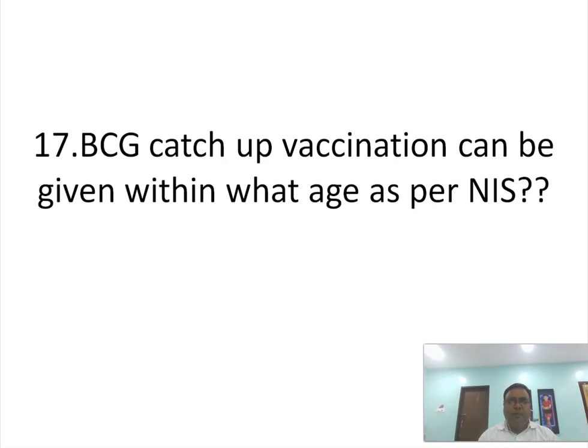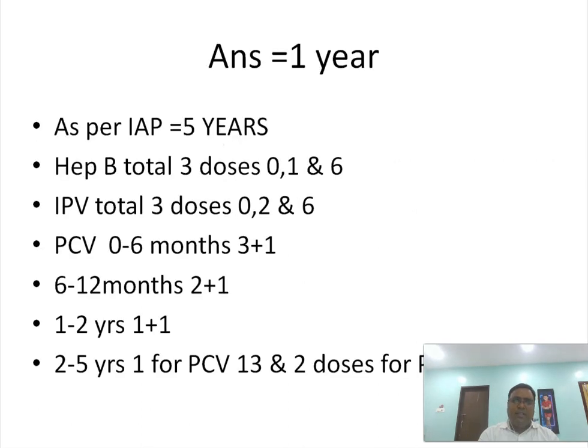BCG catch-up vaccination can be given within what age as per NIS or National Immunization Schedule? The answer is 1 year. But as per IAP, BCG can be given up to 5 years. Similarly, for hepatitis B catch-up vaccination, if somebody has missed the vaccination opportunity at any time, we can give hepatitis B according to this schedule: 0, 1 month and 6 months. Similarly, IPV, the dose schedule would be 0, 2 and 6 months.